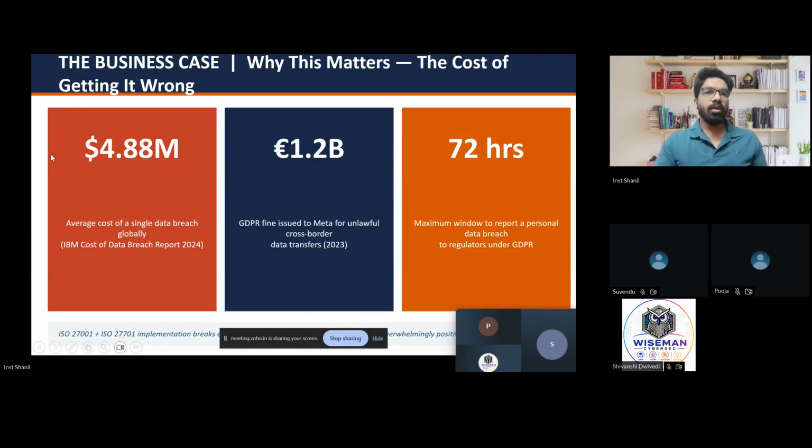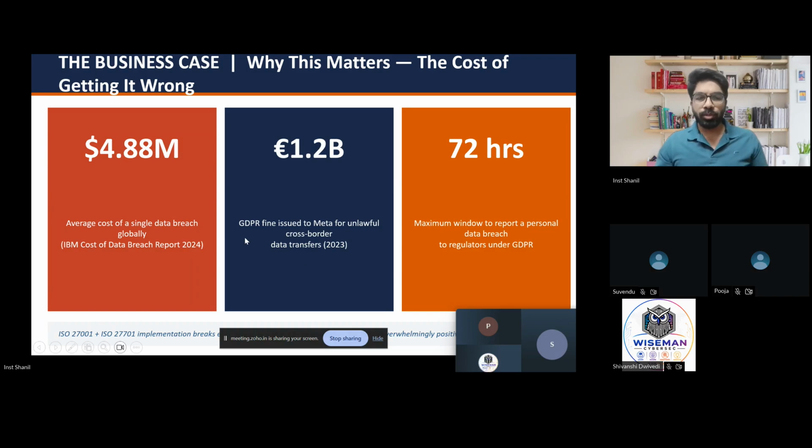This is just an example of why ISO implementation is becoming more and more important for any organization. These are some numbers from a study which IBM conducted in 2024, and IBM conducts a study every year. They identified an average cost of a single data breach: around $5 million to a single organization. And if a breach happens, your customers are obviously going to sue you for their data loss.